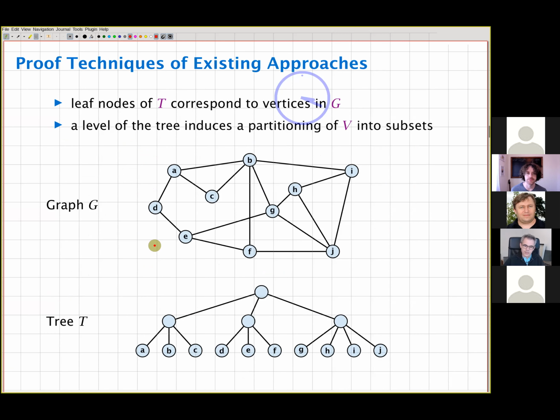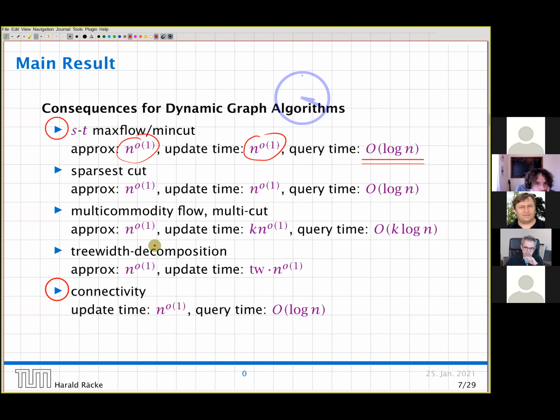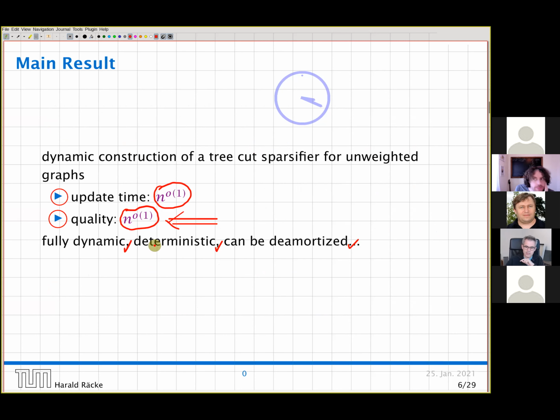Okay, how do existing proofs work? So first of all, the existing constructions for a single tree. Oh, maybe I forgot something. I forgot to highlight one thing here. This is for unweighted graphs.